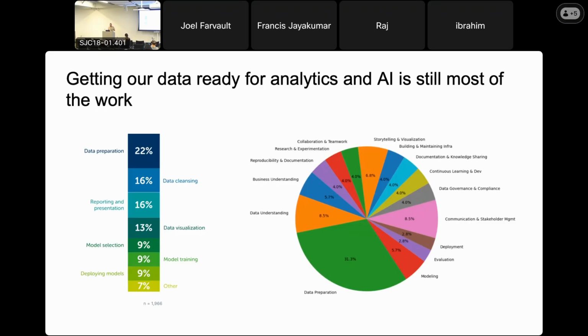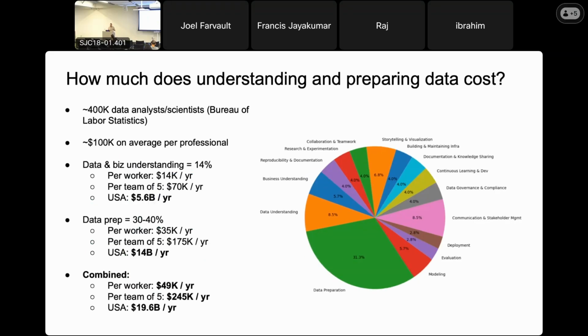So it came back with about 30%. I know it's a little hard to read, but 30% on data prep, 8.5% on data understanding, and 5.7% on business understanding. So still a pretty large slice of our time going to this, even in 2025. I tried to prompt it to say, read the most up-to-date research, even with all the Gen AI advancements, and try to give me your assessment. So that's where it landed.